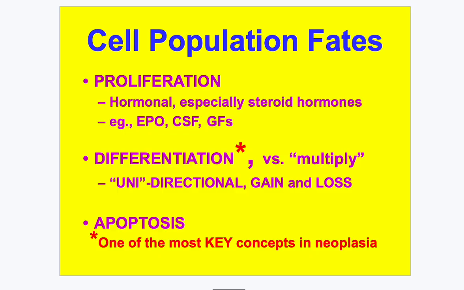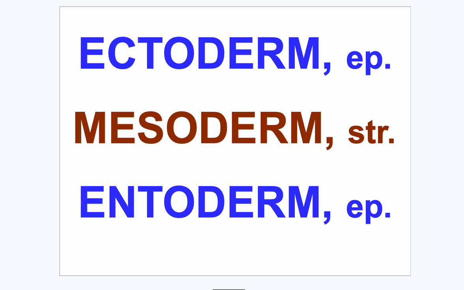So you must also understand the concept of differentiation. Okay? So you have your first term, no, your proliferation, can be hormonal, especially steroid hormones. So differentiation versus multiply, no, it's unidirectional, it's gain versus loss, and apoptosis is one of the most key concepts in your neoplasia. So later, no, ma-expound naman yan. So you have your ectoderm, your mesoderm, and your endoderm. Okay, so cells from these three areas behave similarly, no? And look similarly. Pero basically, your epithelium, as you know in your histology, epithelium versus connective tissue. So your epithelial, no, are from your ectoderm and your endoderm. And while your stromal, no, is from your connective tissue or your mesodermal.